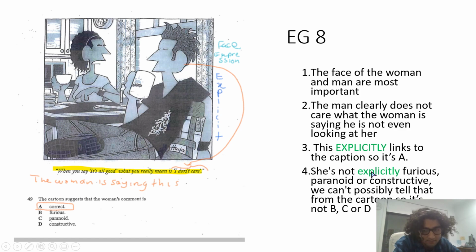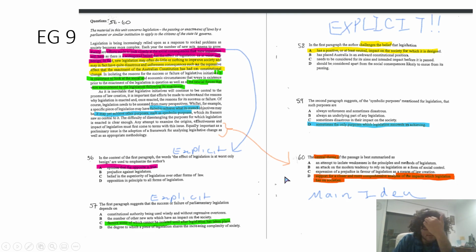And now she's not explicitly furious, paranoid, or constructive, right? You might think she's furious because look at her angry eyebrows, but is that explicit? Angry eyebrows don't directly say that she's angry, right? Does it? It implies it. Implies means implicit, which means not explicit, right? So the answer is A because it's not explicitly furious, it's not explicitly paranoid or constructive. The cartoon doesn't show any of that at all. Okay, example 9. This is a big one, right? Actually, no, this is a small one, sorry. Just read through this one.